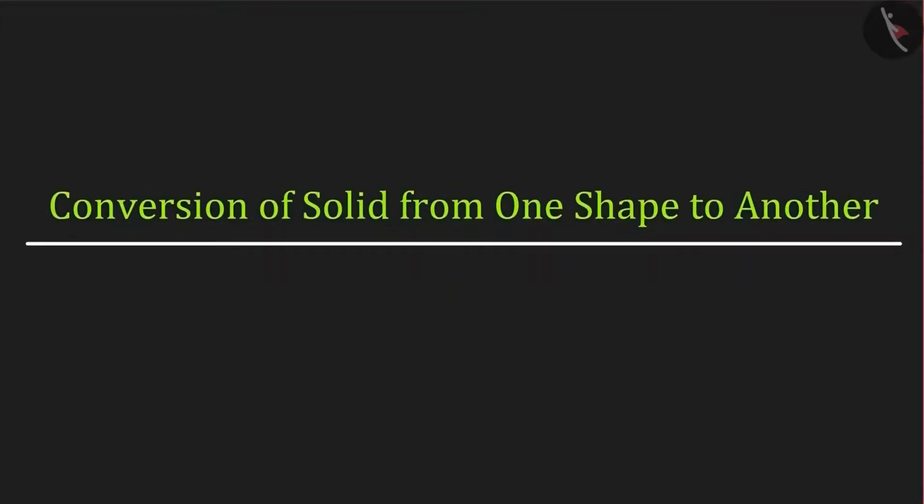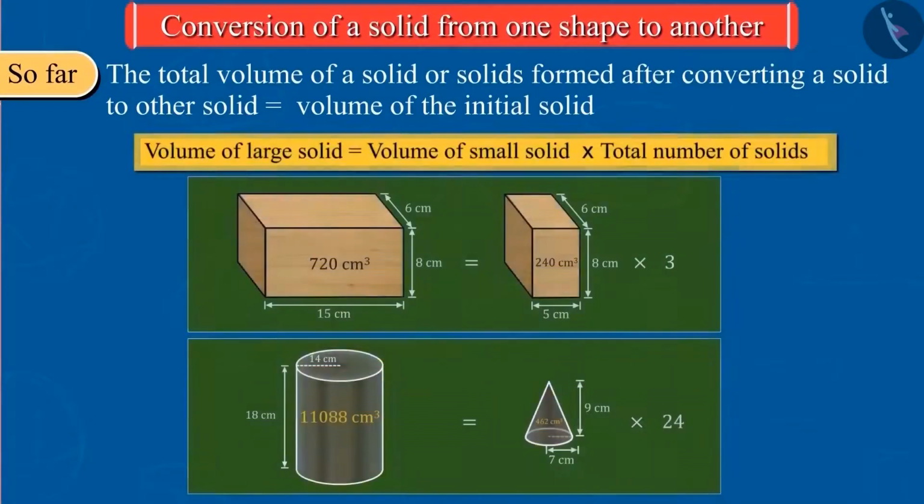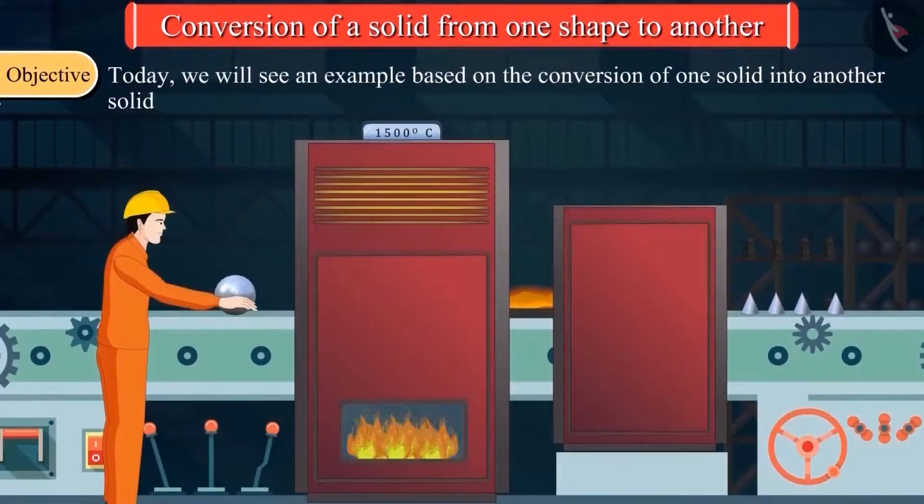Welcome to this video. So far, we have learned that the total volume of solid or solids formed after converting a solid to another solid or solids is equal to the volume of the first solid. Today, we will see some interesting examples based on this.